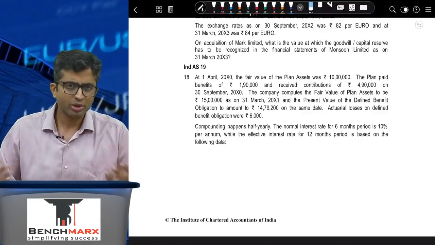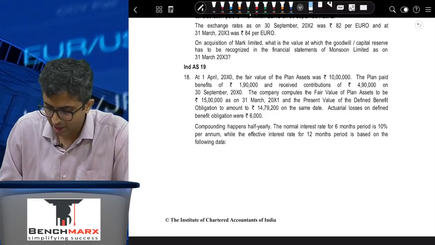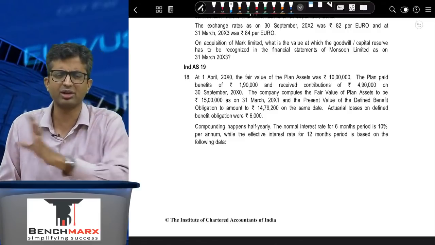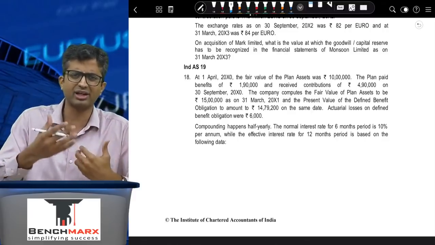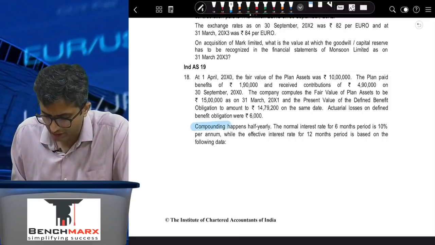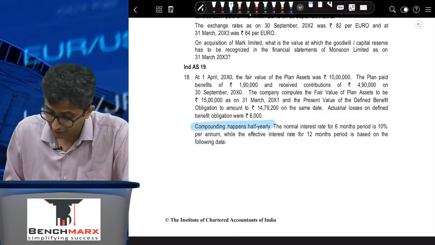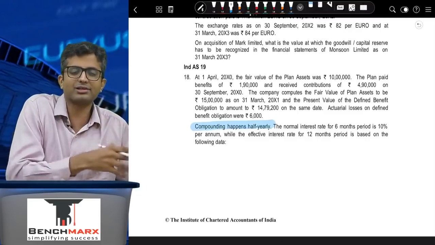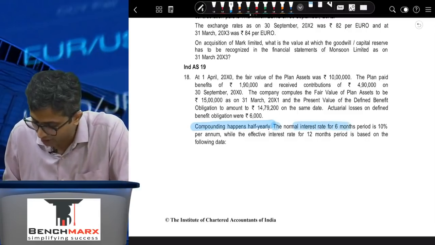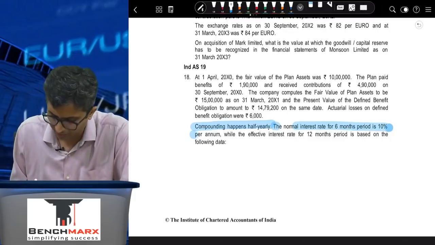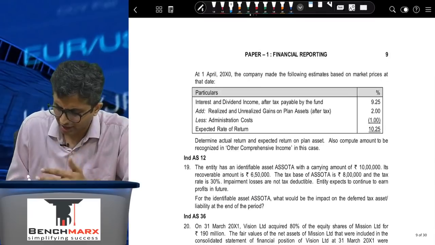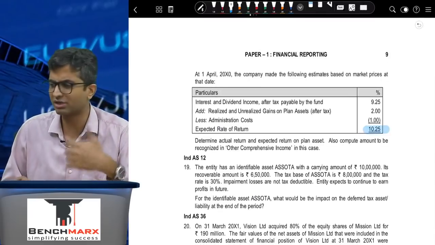The most common query over here is, sir, when we refer to the solution, at certain places there is 10.25 taken, at certain places there is 10 taken. Why is 10 taken at some place? Why is 10.25 taken? Well, the reason is the compounding over here is given to happen half yearly, and the institute is going into your foundation and inter-CA level understanding of time value. The normal interest rate is 10% per annum, and the effective rate for 12 months is based on the following data. So you have been given the data for the entire 12 months, which effectively comes to 10%.